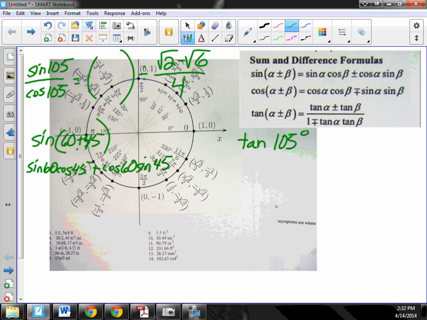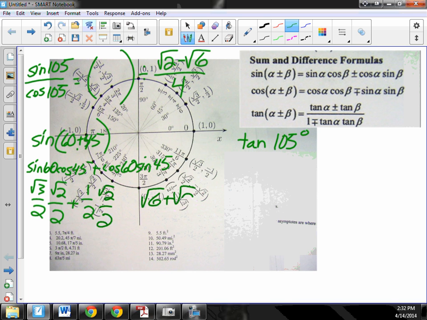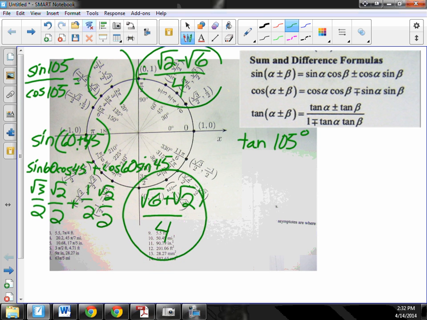What is the sine of 60? Root 3 over 2. Cosine of 45? Root 2 over 2, plus cosine of 60, 1/2, sine of 45, root 2 over 2. So I end up with root 6 plus root 2 over 4. So here's my sine value. Here's my cosine value.